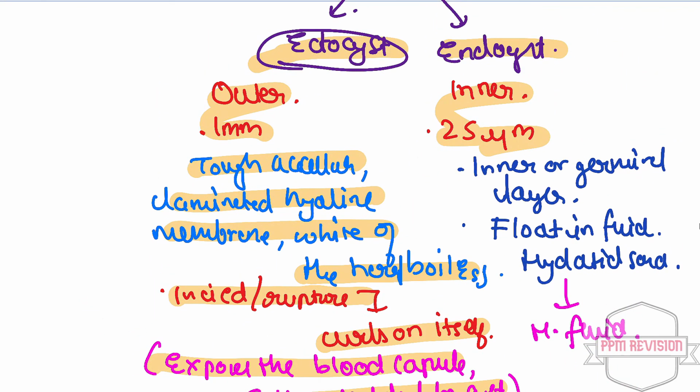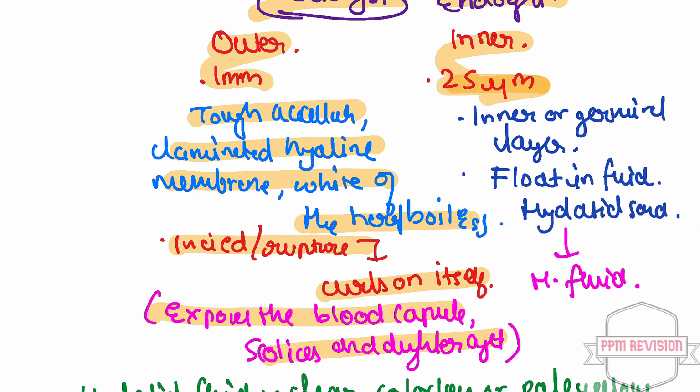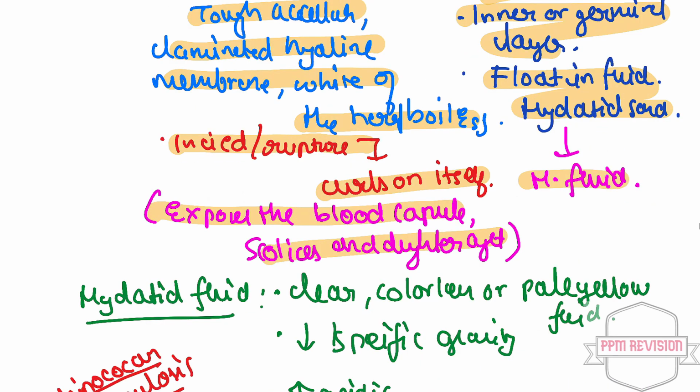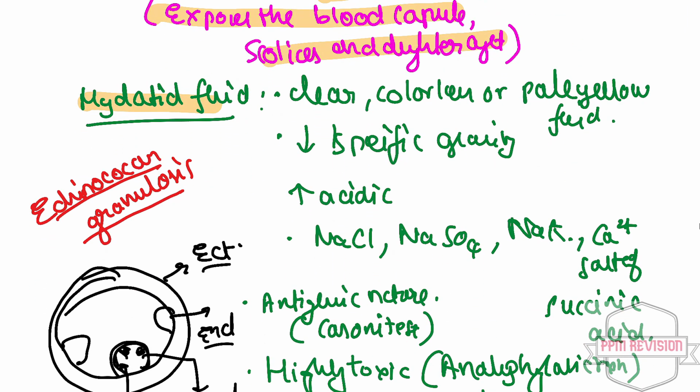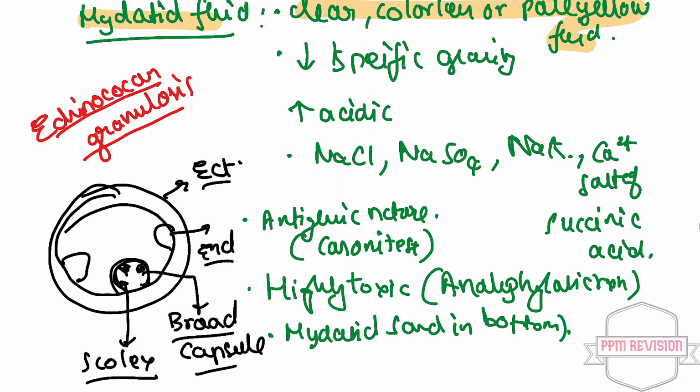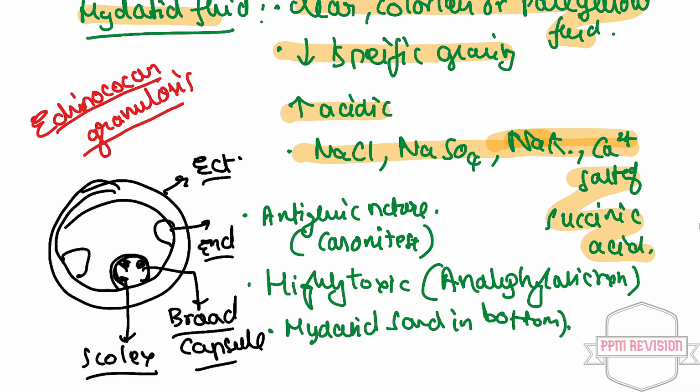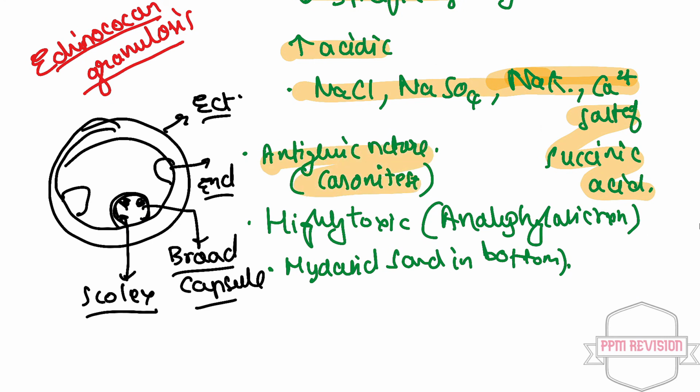And now looking at the inner layer, that is the endocyst, the germinal layer, it floats in the fluid and forms the hydatid sand, which later contributes to the hydatid fluid. And the hydatid fluid is clear, colorless, or pale yellow fluid, with low specific gravity. It is slightly acidic, and the components present are sodium chloride, sodium sulfate, sodium phosphate, and calcium salts of succinic acid. It is antigenic in nature, used in the Casoni test, it's highly toxic, anaphylactic reactions are seen, and hydatid sand is present in the bottom.